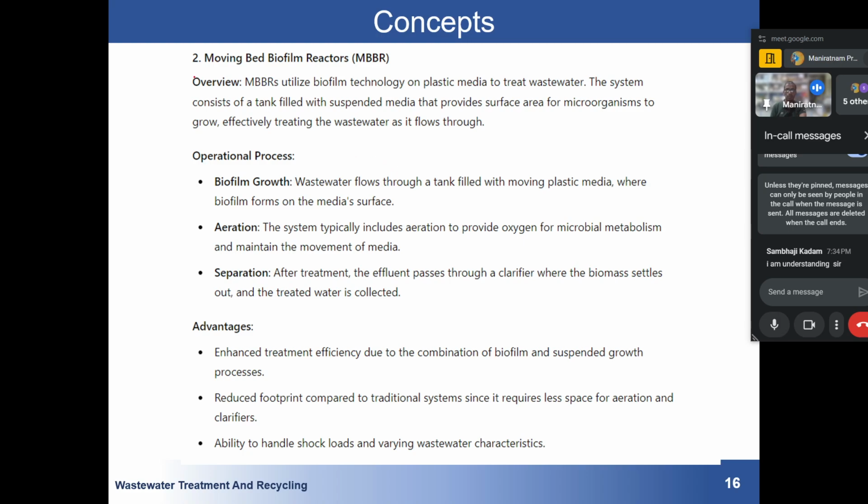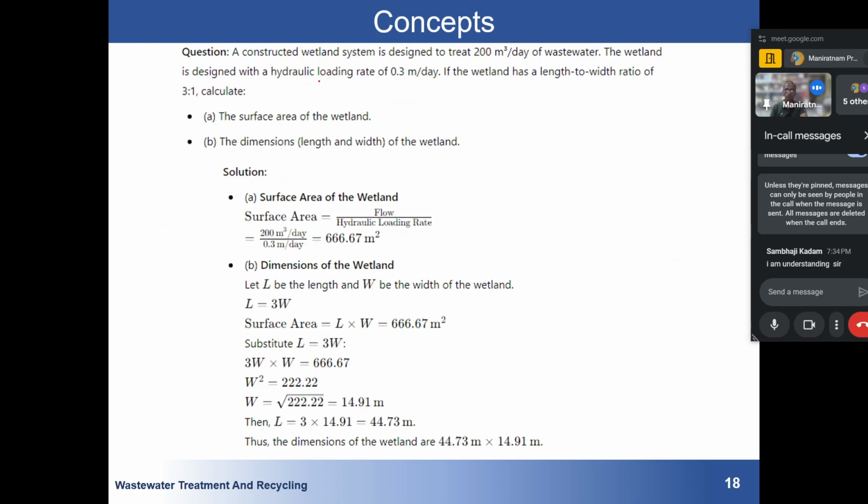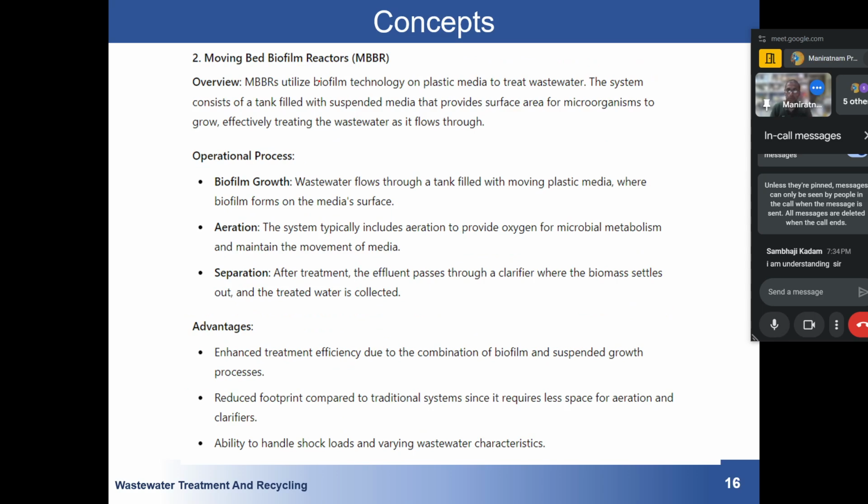Then we have moving bed, another kind of biofilm system.